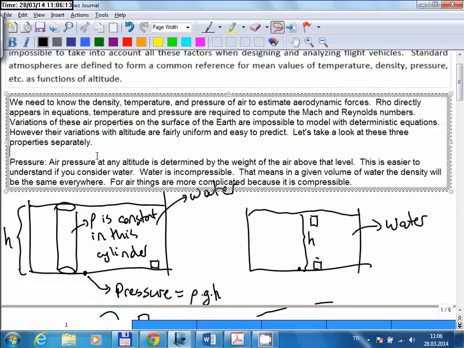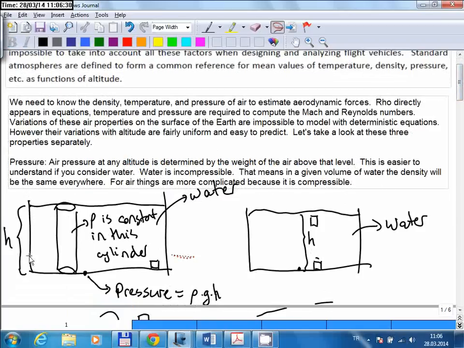So air pressure at any altitude in the atmosphere is determined by the weight of the air above that level. This is easier to understand if you consider water. So let's talk about this case here. Suppose that you have a pool of water. So this is a pool with a certain height, h, and the pressure formed by water depends on the altitude, right? So at the surface there is no water pressure because there's really no water above that level. But if you start going down the pool here, at any level, the pressure is determined by how much water you have above that level, right?